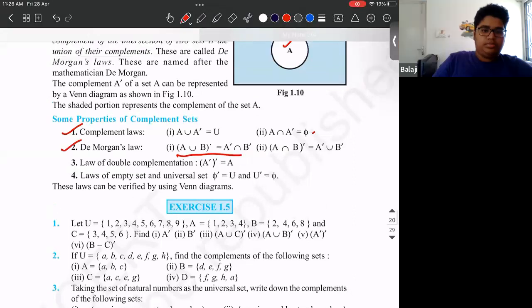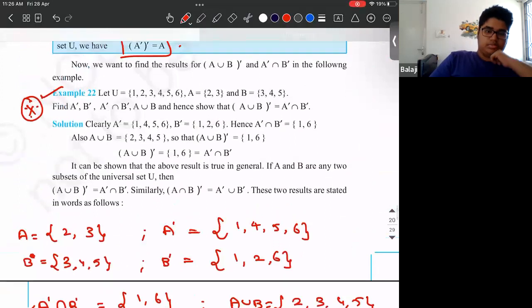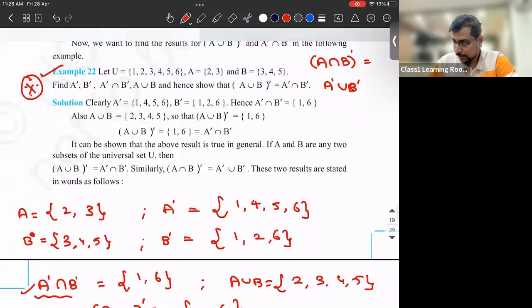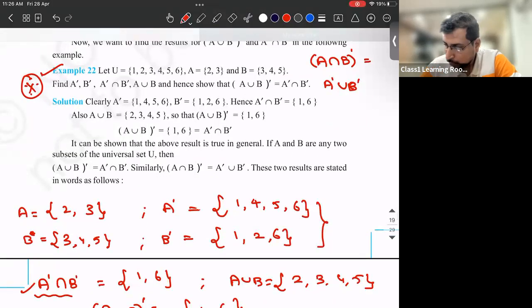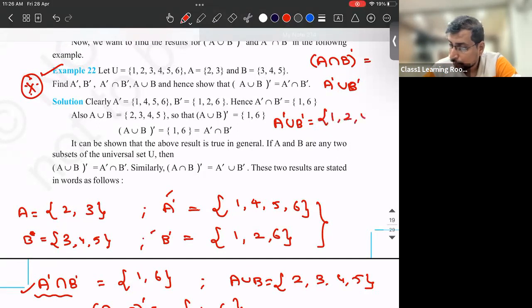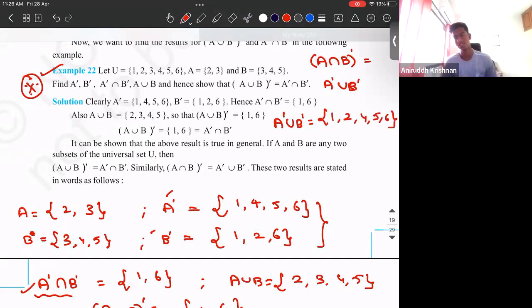Yes. Done with, okay. Now see, what is the second part saying? A intersection B, the whole complement, will be equal to A complement union B complement. So what is A complement union B complement? You have A complement here, B complement here. What is it going to be? 1, 2, 4, 5, 6.